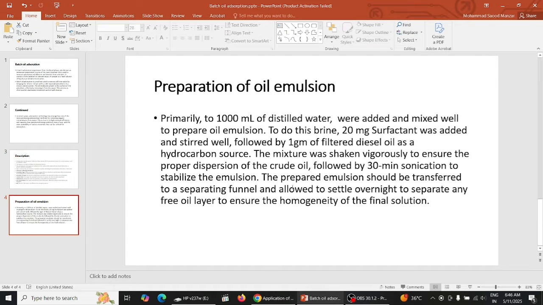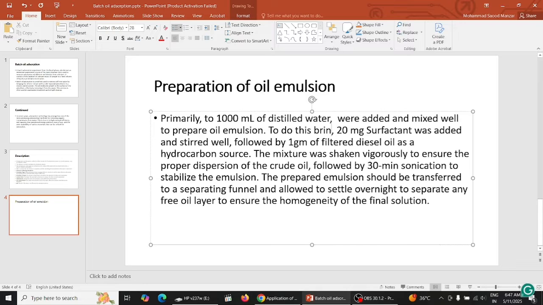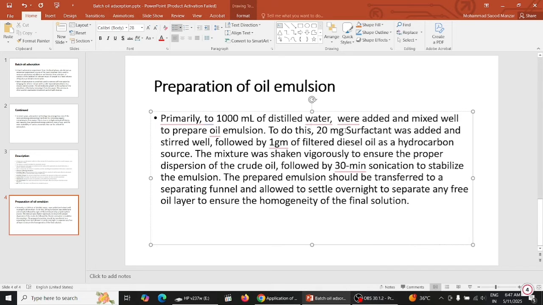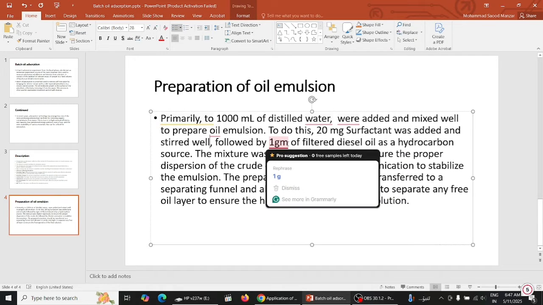Now how would we prepare the oil emulsion for the adsorption process or adsorption tryout. So here first of all we will be taking 100 ml of the distilled water, or you can also take deionized water or double distilled water. In that we will be adding oil, but before that we have to add 20 milligram of surfactant. So here I am taking sodium lauryl sulfate. You can also take SDS or other surfactant that is available in the market. And then it will be stirred well, followed by adding 1 gram of the oil.